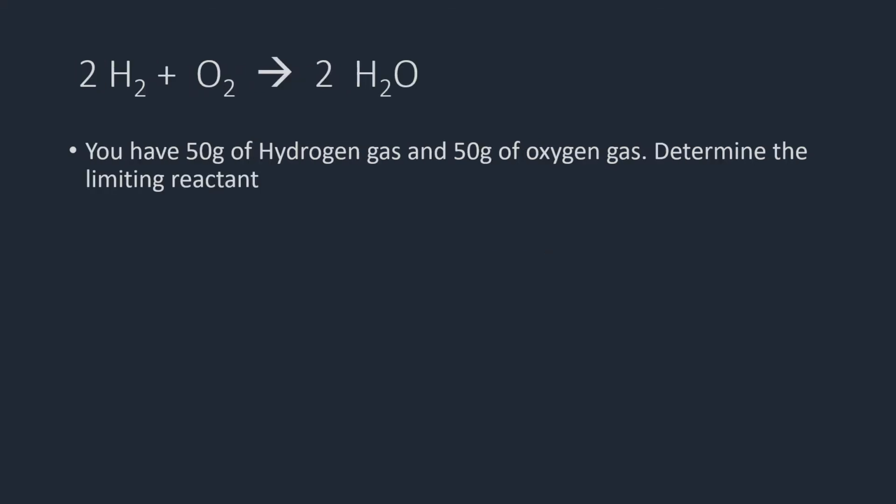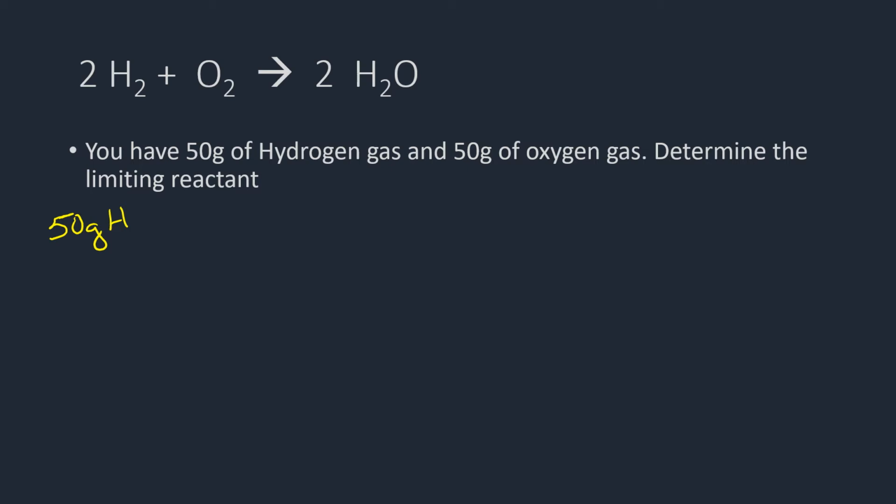So to predict which one is the limiting and which one is the excess, we need to figure out how many moles of our product is produced. To do this, we're going back to that stoichiometry we've been working on for the last month or two. If I have 50 grams of hydrogen, I need to find out how many moles of water are produced.